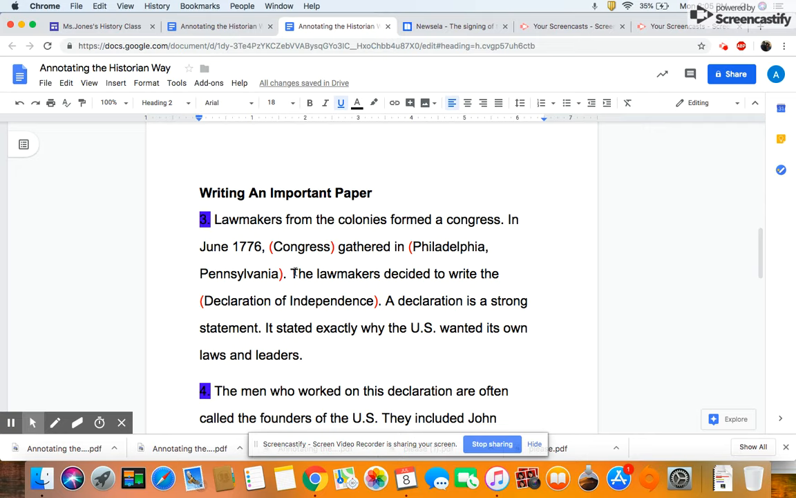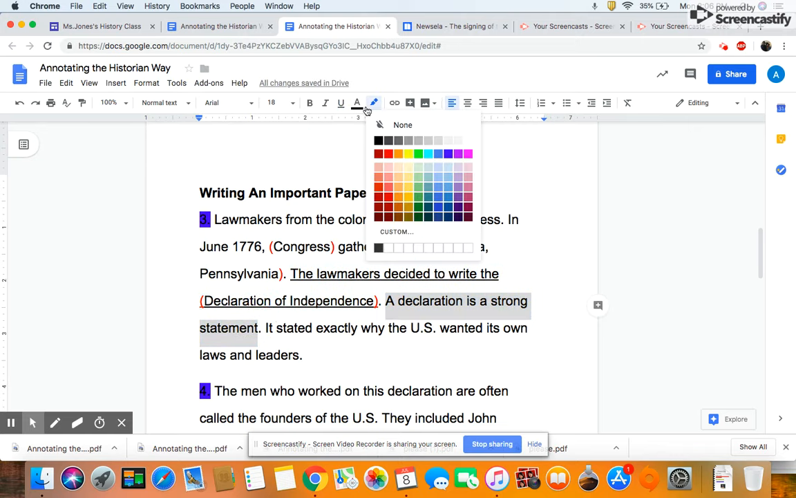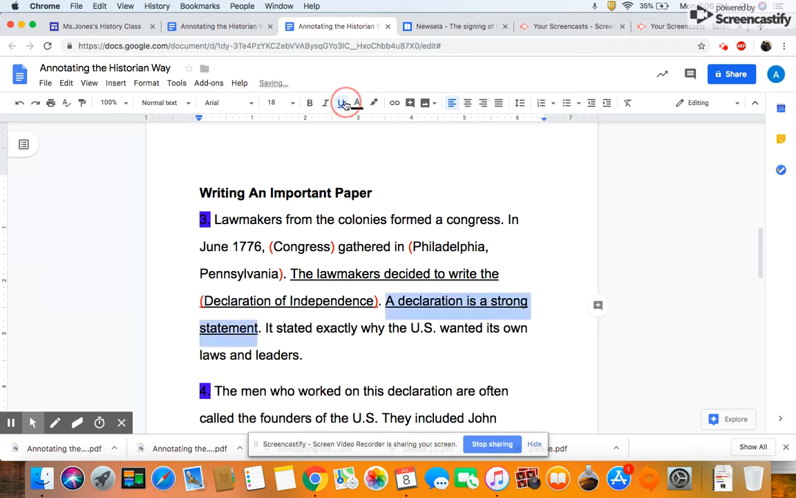So I am going to underline the lawmakers decided to write the Declaration of Independence. And what a declaration is. Sorry, here, and what exactly the Declaration said.